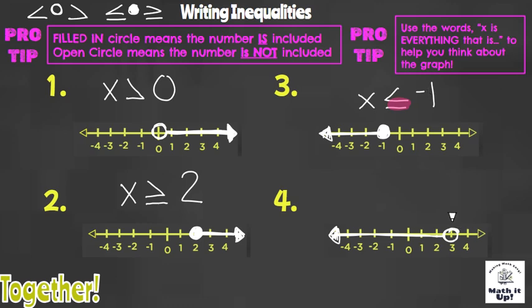We have that open circle here. So again, that equal to part is not going to be part of it. But let's think about what X is. So X is everything that is just less than 3. It's not 3, but it's everything that's less than 3. So X is everything that is less than 3.